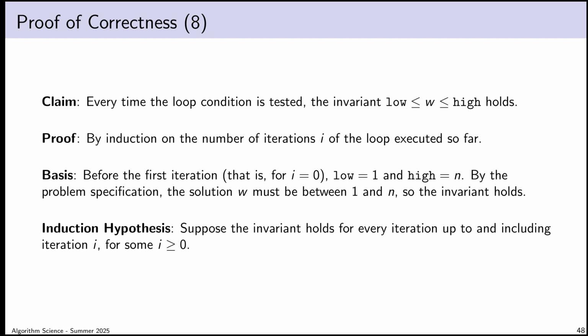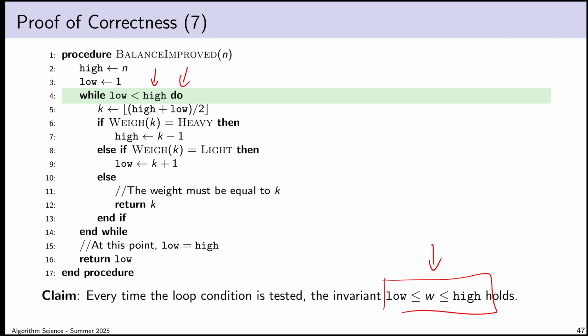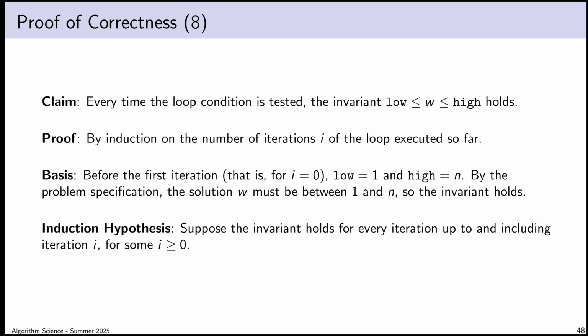And I'm going to prove this by induction. Because it's easy with induction to start by proving that it holds the first time I run the loop. So the first time I hit line 4, it's easy to establish that the invariant holds. And then I can use the inductive process to show that if it holds at one iteration, it must hold at the next iteration. So I'm going to use induction on the number of iterations of the loop that have been executed so far.